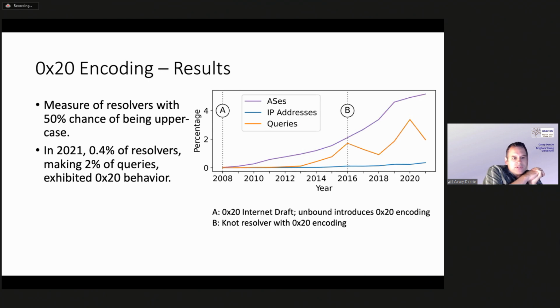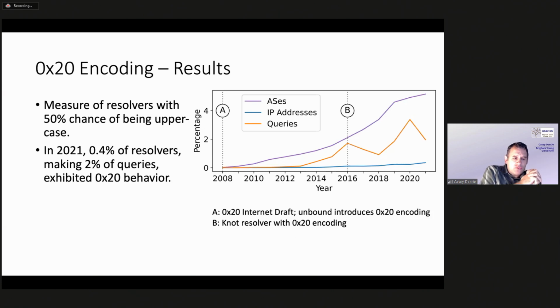0x20 has been talked about for years, but we've not seen a comprehensive analysis of 0x20 encoding, especially not trends over the years. And we wanted to see where it landed. There was some discussion just now about case preservation in queries and responses, which of course goes back to how 0x20 encoding can be used.